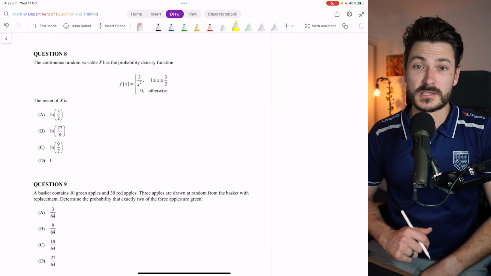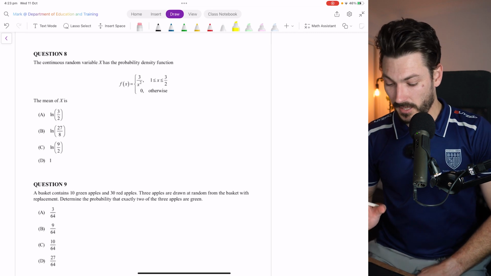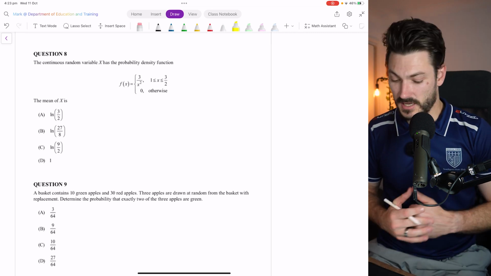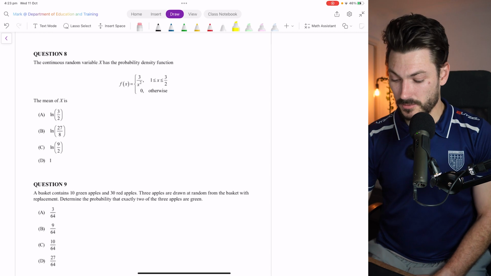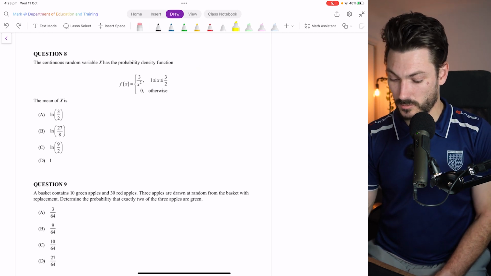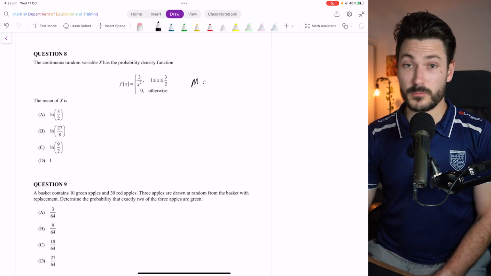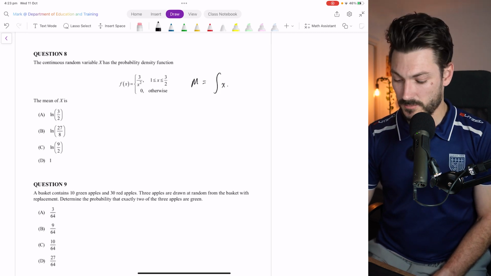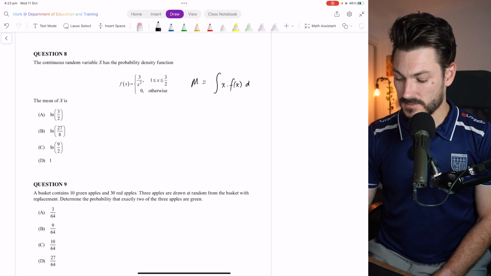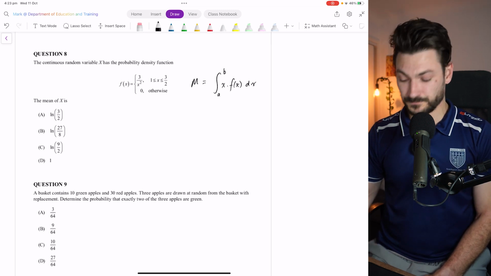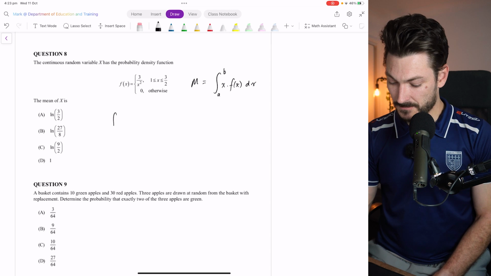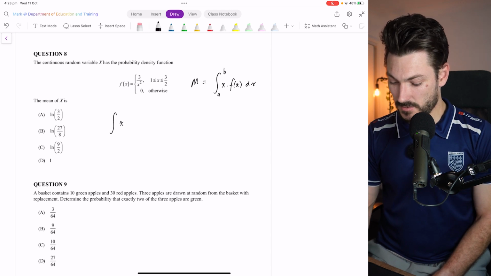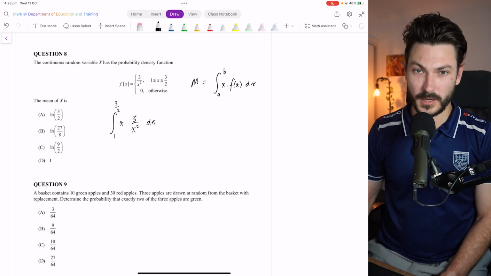Question 8. Okay, so we have a continuous random variable, and it has a probability density function, and it's asking us to find the mean. So I know that the mean of a PDF is going to be the integral of x times the function of x dx integrated between the two boundaries, in which case this is going to be the integral of x times 3 on x squared dx between 1 and 1.5, or 3 halves.